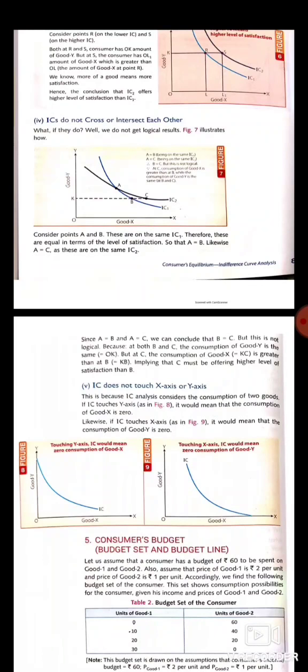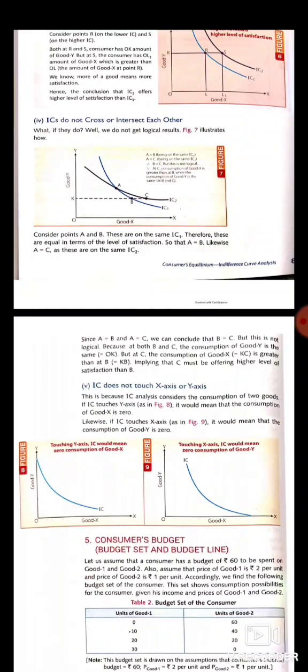So what is budget set? Budget set represents those combinations of consumption bundles that are available to the consumer given his income level and the existing market price of a commodity. For example, if the income of the consumer is rupees 60 and he wants to spend that income on two commodities, commodity 1 and commodity 2.